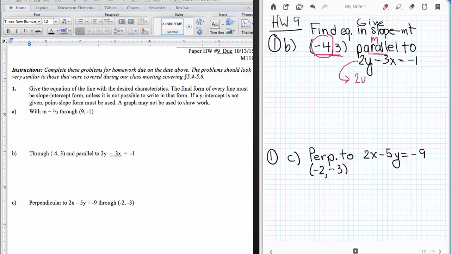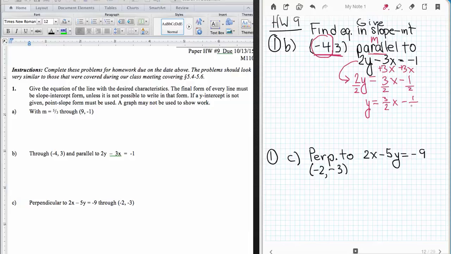So I'm going to have 2y is equal to, and I'm going to have to add 3x to both sides so that I'm solving this for y. So that's going to give me 3x minus 1. And then I finally have to solve it completely for y. So I'm going to divide all the way through by 2. And so that's going to give me that y is equal to 3 halves x and then minus a half.